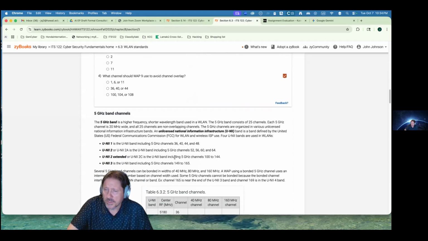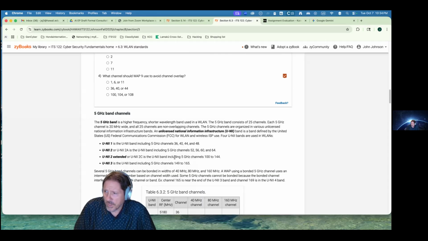So let's talk about the 5 gigahertz bands. The 5 gigahertz bands are at a higher frequency, but a shorter wavelength, and again, these are not going to travel as far as your 2.4 gigahertz band. The 5 gigahertz band has 25 channels, so keep that in mind. If they're asking about the 5 gigahertz, it's 25 channels. Each 5 gigahertz channel is 20 megahertz wide, and all 25 channels are non-overlapping. So very different from 2.4.